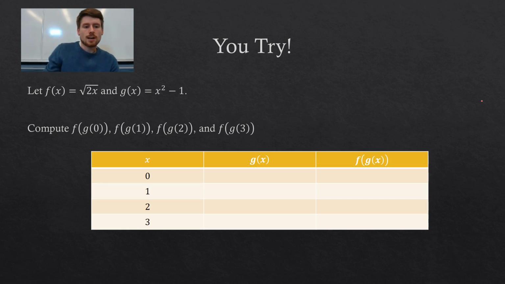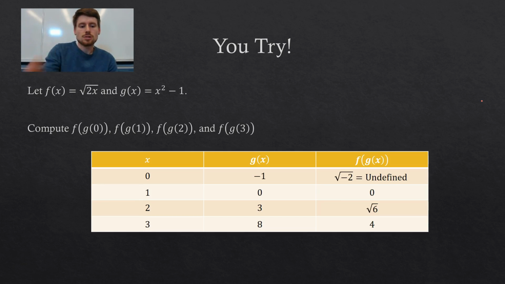Okay, so go ahead and hopefully you replayed the video. Here's the answers. So g of 0 is negative 1 because we're squaring 0 and subtracting 1, so you get negative 1. G of 1 is 0. G of 2 is 3, and g of 3 is 8. And then f of g of those numbers is going to give you undefined for the first one, 0 for the second one, root 6 for the third one, and 4 for the last one. All right, so hopefully you got those answers as well.